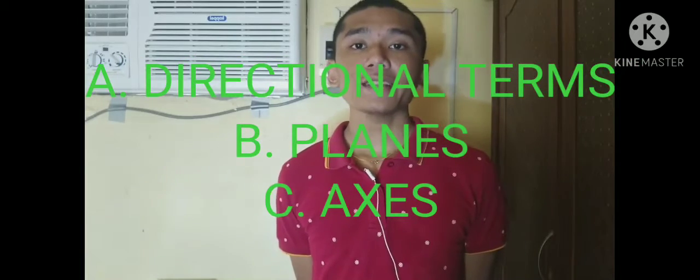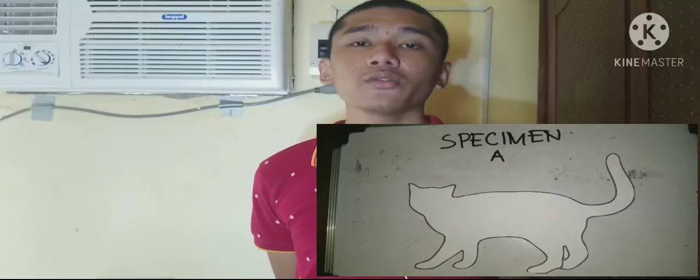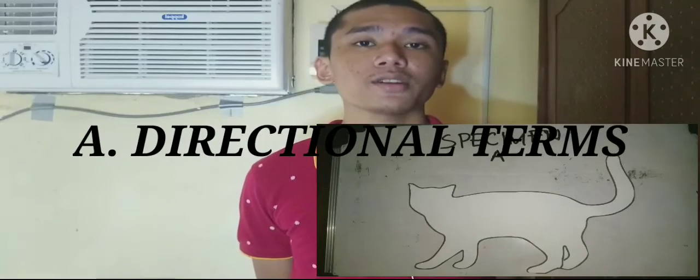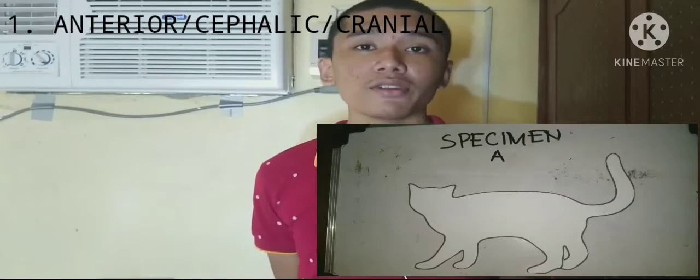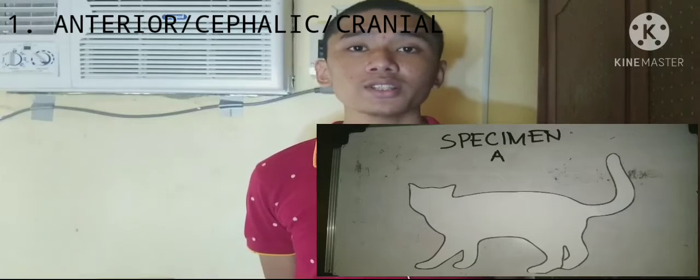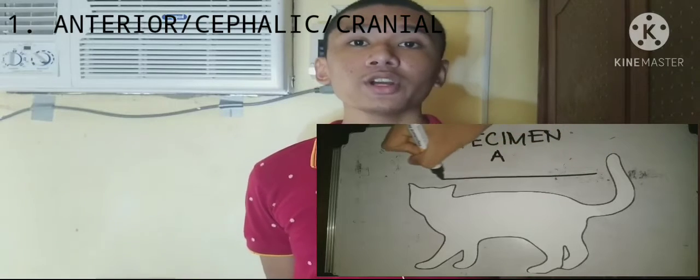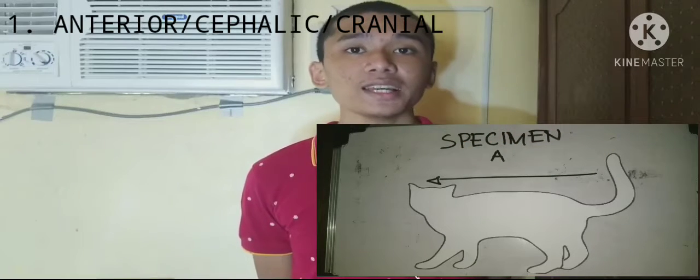Today, we will have three topics, namely directional terms, planes, and axes. Now, let's begin. First is directional terms. We have anterior, cephalic, or cranial. It is the part of the body towards the head end of specimen A or specimen B. But for the human body or specimen B, it is called superior.